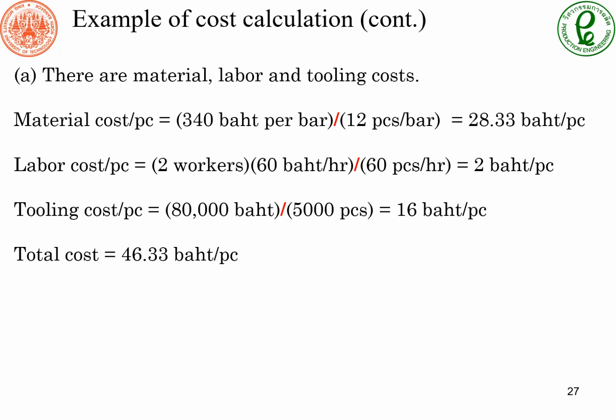For material costs, we pay 340 baht per bar, and we can make 12 pieces of product. So the material cost comes out to be 28.33 baht per piece. For the labor cost, since we pay 2 workers 60 baht per hour per worker, and we can create 60 pieces per hour, the labor cost comes out to be 2 baht per piece. For tooling costs, we pay 80,000 baht to create 5,000 pieces, so that comes out to be 16 baht per piece. The total cost is 46.33 baht per piece.